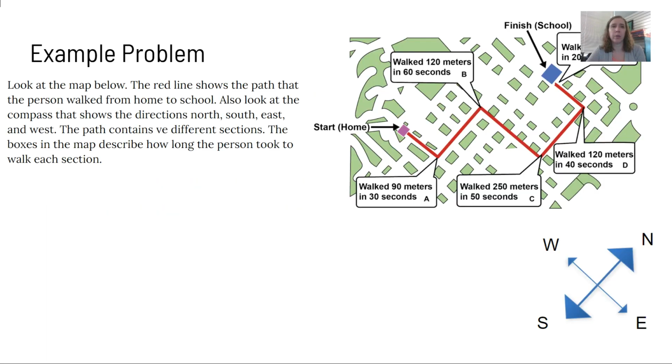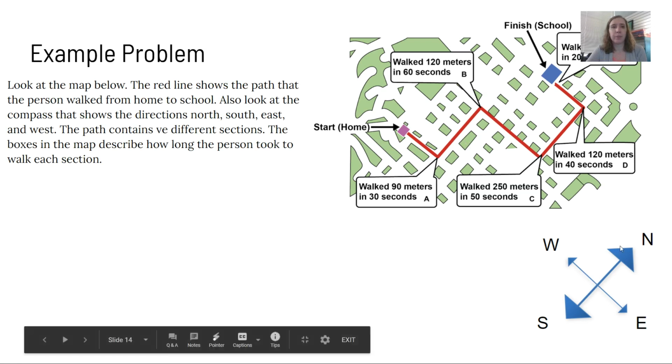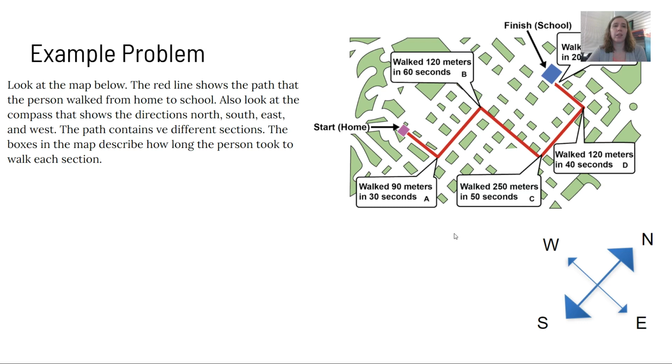Here's an example problem. Look at the map. The red line shows the path that the person walked from home to school. Also look at the compass here that shows the directions north, south, east, and west. The path contains different sections. The boxes in the map describe how long the person took to walk each section.